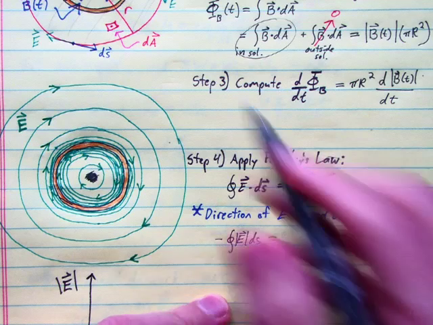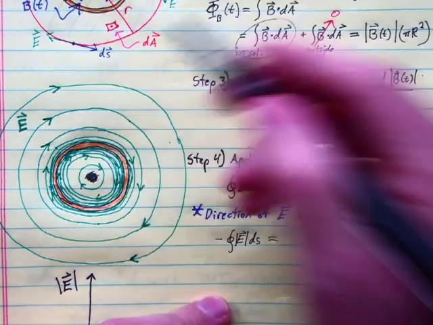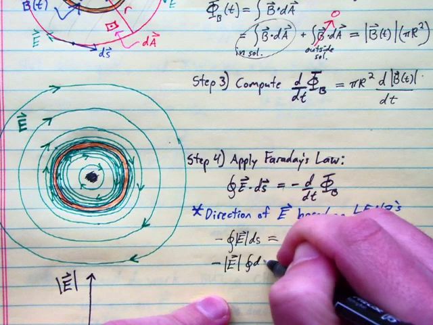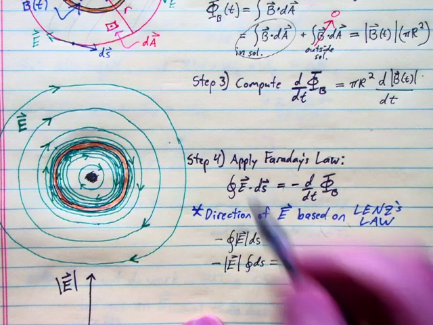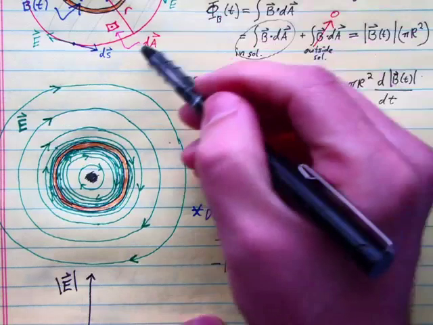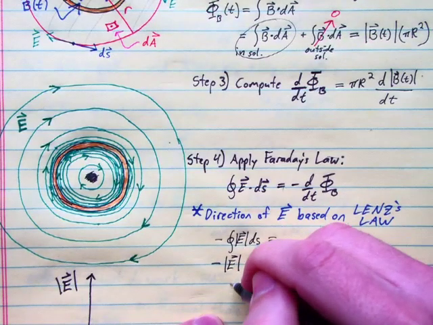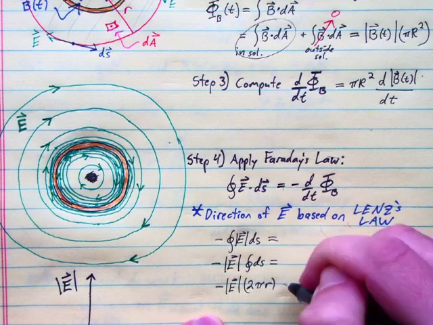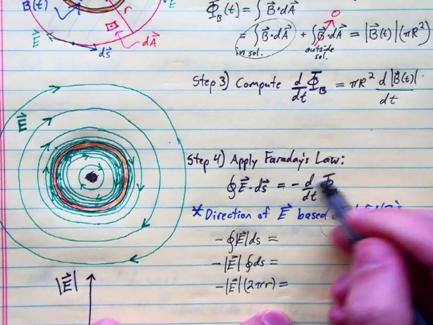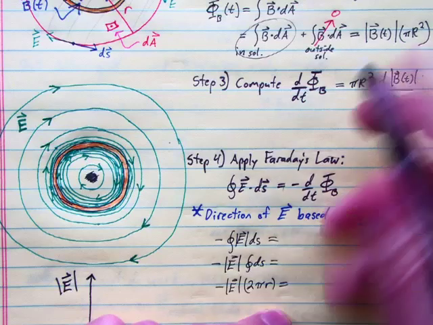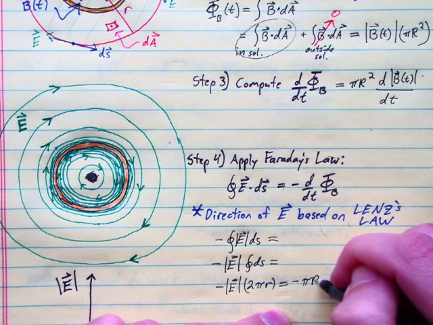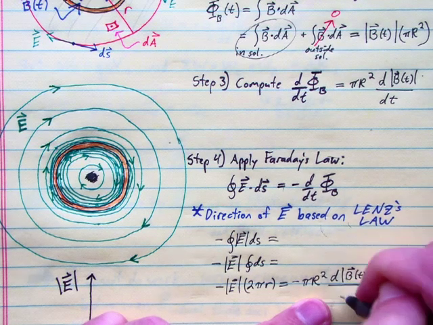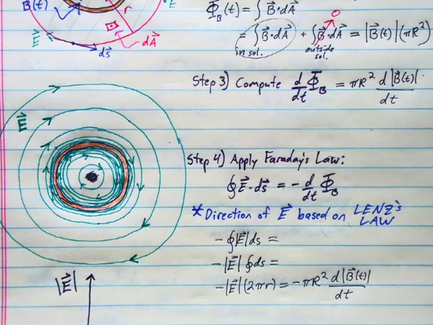Our E field will be uniform all the way around that path, so we can pull it out of this integral. And then we add up all the ds's around that path, and we get the circumference of our Faradian loop, 2 pi times little r. That all equals the opposite of the time derivative of the flux, the opposite of this, so minus pi big R squared dB/dt, the derivative of the magnetic field strength.